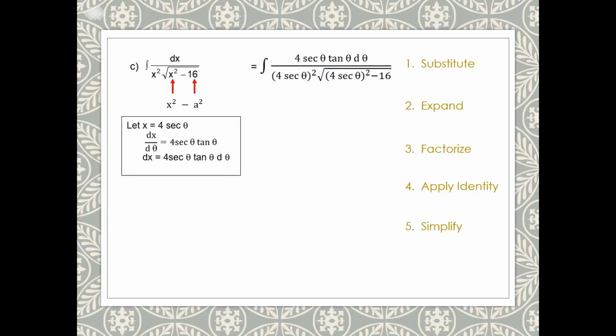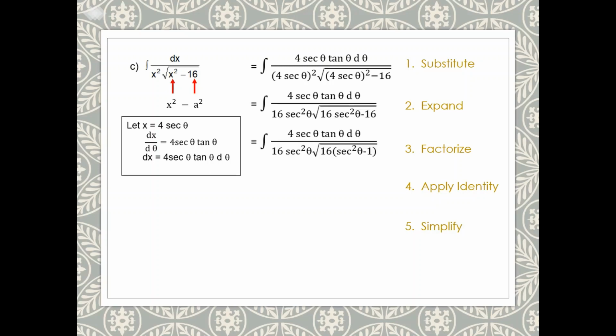Let's proceed with example 11c. As the expression inside the square root is x squared minus a squared, we should apply the Trigo substitution x equal to a secant theta. Here, a squared is equal to 16, therefore a is equal to 4. Differentiate x equal to 4 secant theta, the answer is 4 secant theta tangent theta. Substitute both x and its derivative into the given integral and simplify. You should get a new integral in terms of theta only.